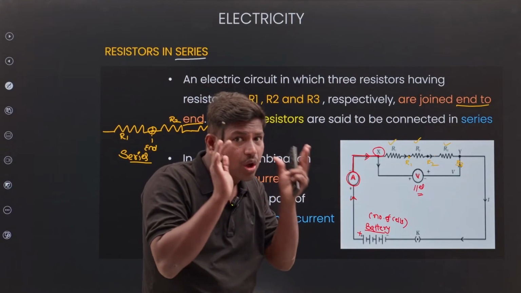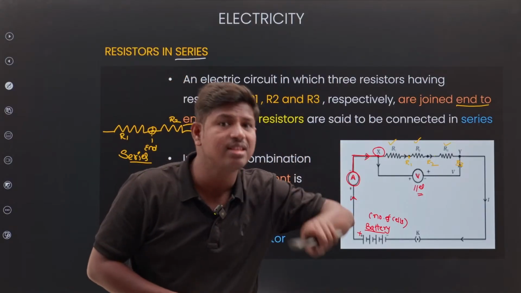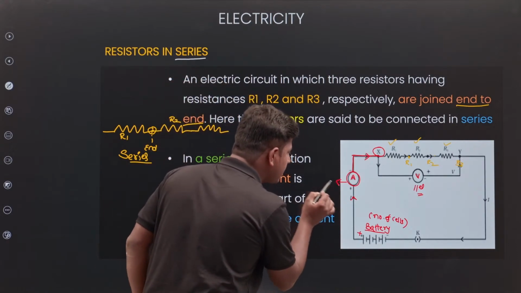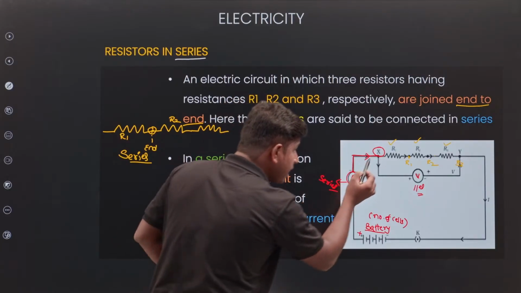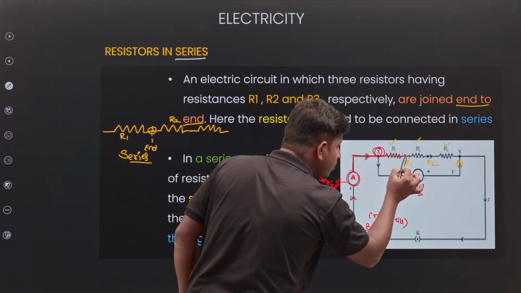Okay, remember, voltmeter is always connected in parallel, ammeter is always connected in series. Next, see at X point what happened? The flow is there. At X flow is there.